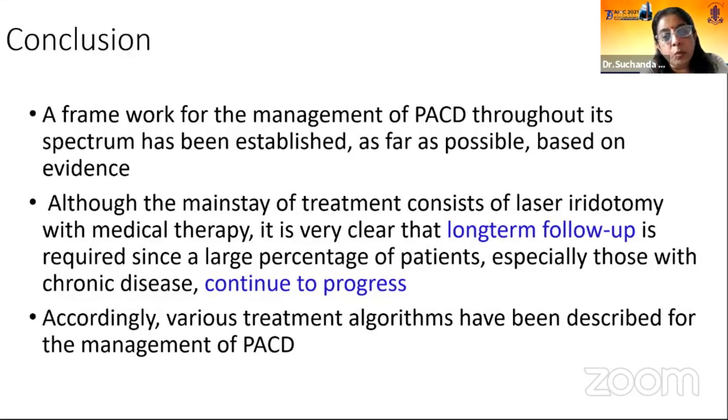And before I end, what I also want to emphasize is that long-term follow-up of these PACD patients is very much necessary, because some of these patients continue to progress even in spite of our best efforts.